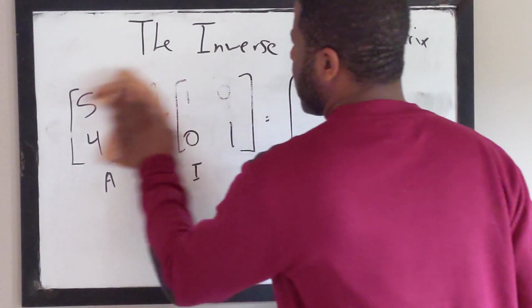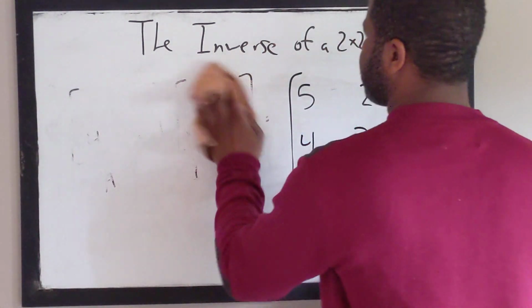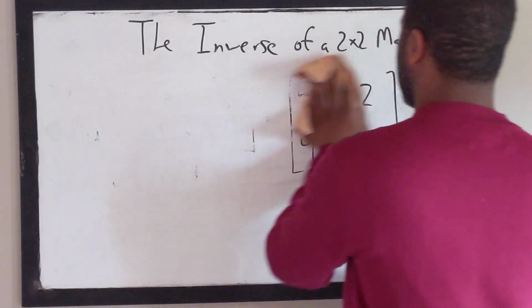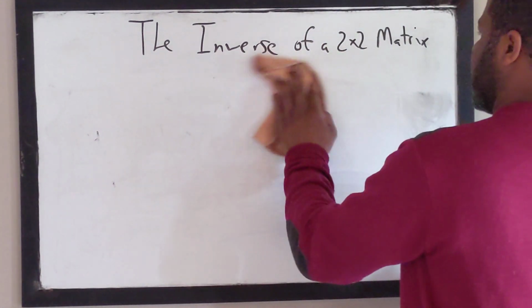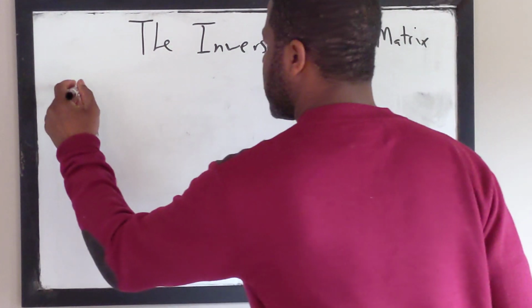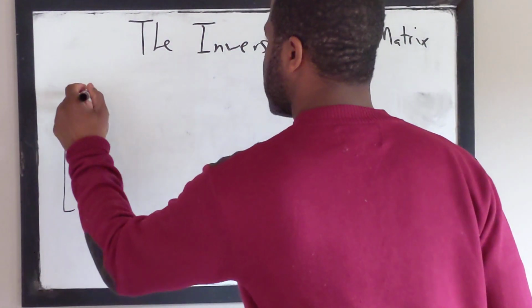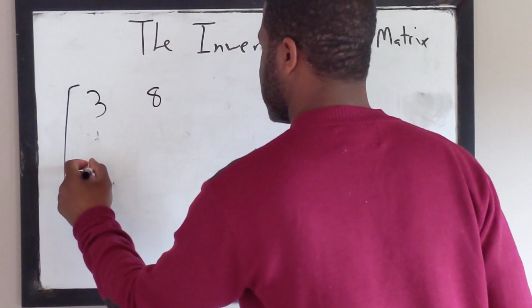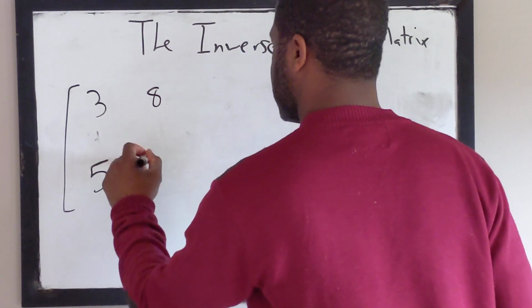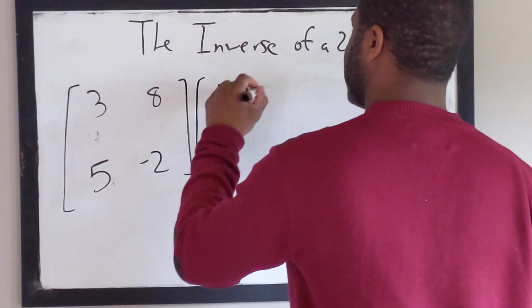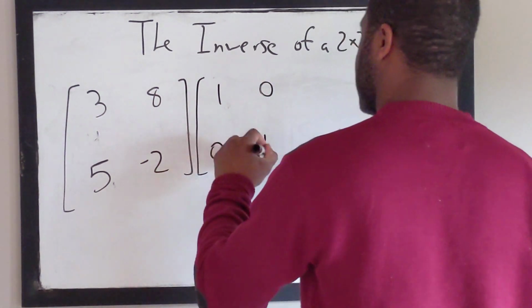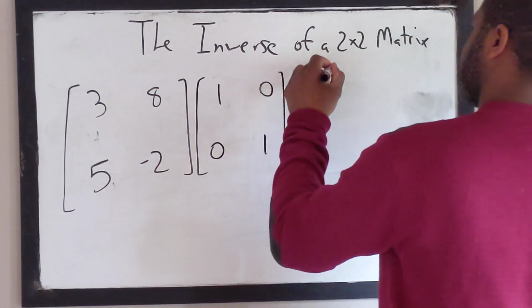All right. Now let me write a little bit larger. It doesn't matter. I picked a random matrix right there. It does not matter. Let's pick another one. 3, 8, 5, -2, times 1, 0, 0, 1, the identity matrix.